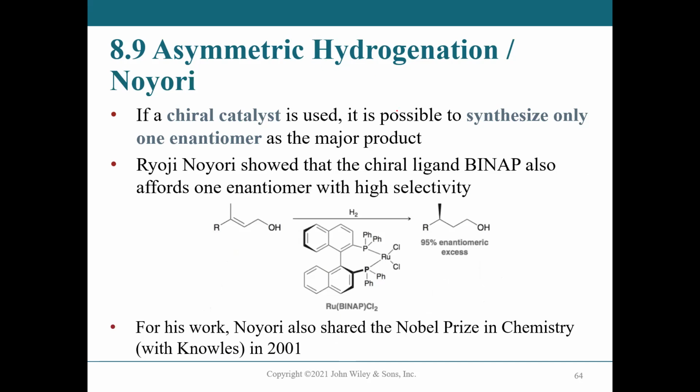If a chiral catalyst is used, it is possible to synthesize only one enantiomer. There was another person that showed that the chiral ligand BINAP also affords one enantiomer with high selectivity. So he showed, here's your chiral center right there. And for this work, he shared the Nobel Prize in 2001 with Knowles. So they did similar work.